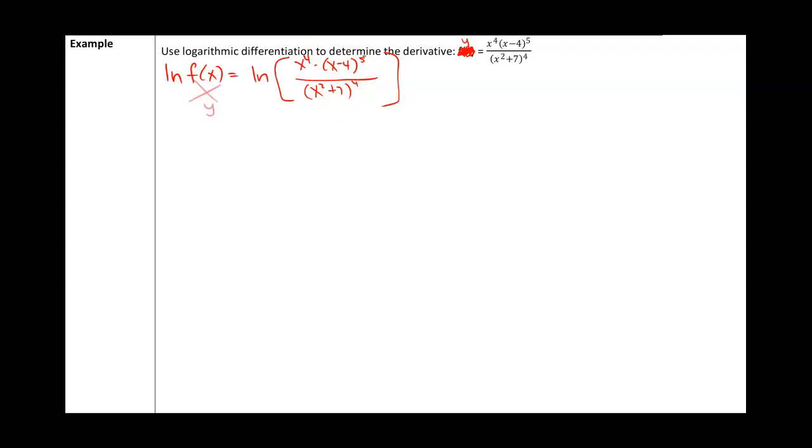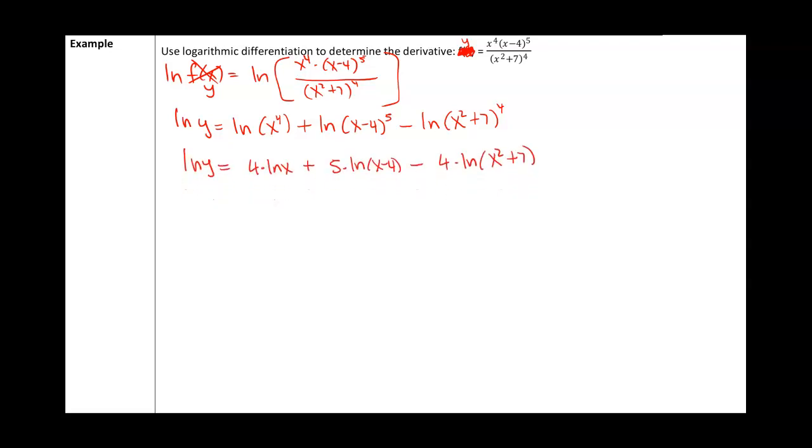So when I rewrite this, I'm going to get the natural log of y, so remember, replace f of x with y, equals natural log of x to the fourth plus the natural log of x minus 4 to the fifth. But since we're dividing this bottom term, it's going to be minus the natural log of x squared plus 7 to the fourth. Now we're almost ready to take the derivative because all the exponents have to come to the front. So we have the natural log of y equals 4 ln x plus 5 ln x minus 4 minus 4 ln of x squared plus 7.